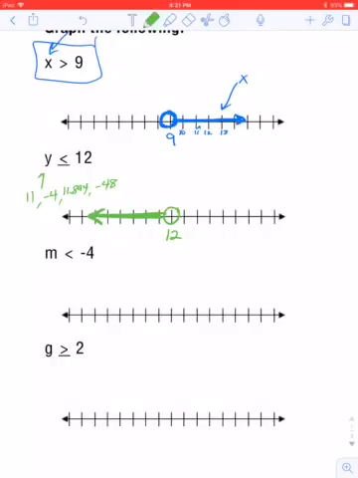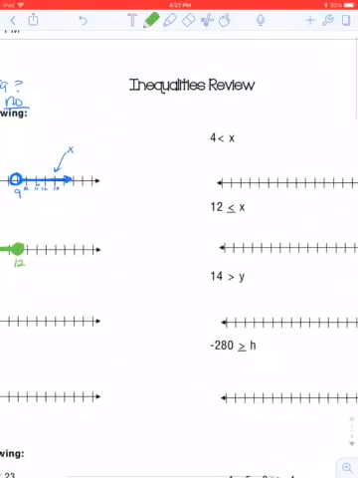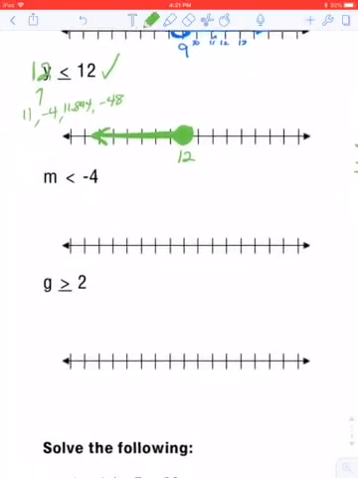Now what's different about this one is that 12 is less than or equal to 12. So I actually want to color in my circle here to show that 12 can be used as a value for y. Okay, so just a quick little side note. These two symbols, open circle. These two symbols, closed circle. Okay?